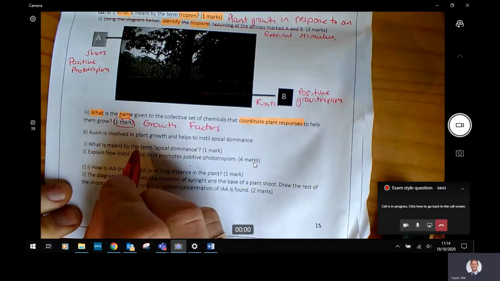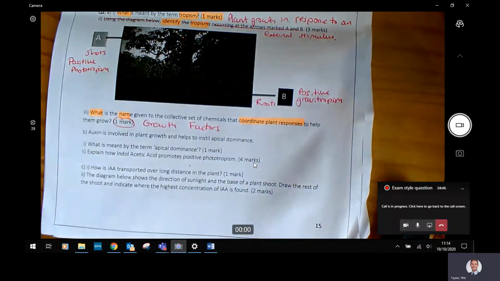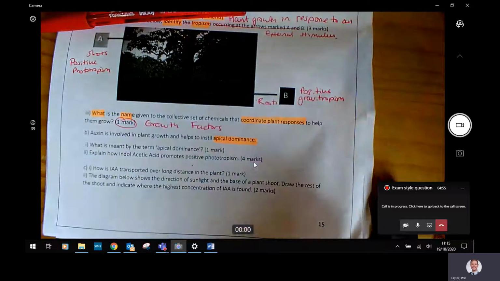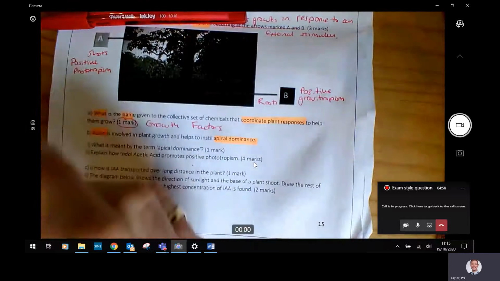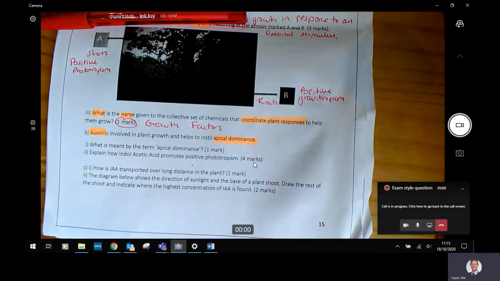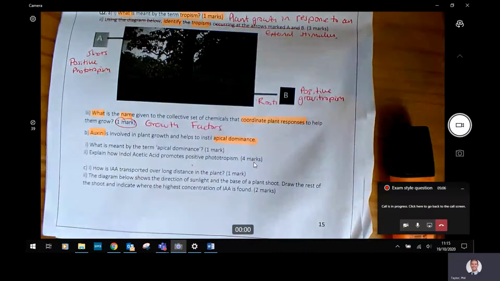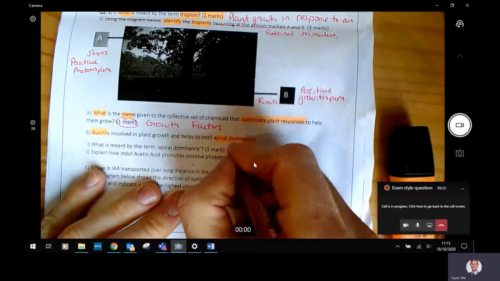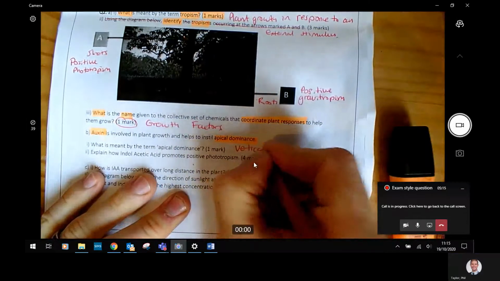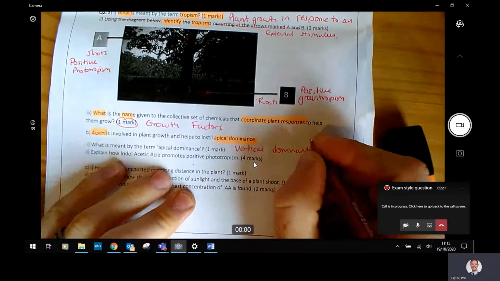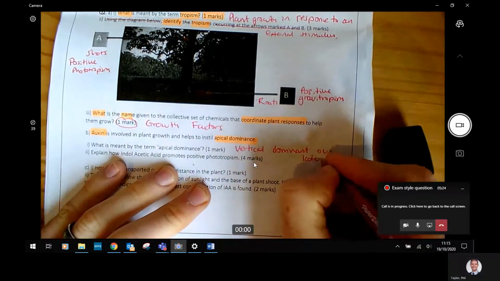Auxin is involved in plant growth and helps to instill apical dominance. Okay, auxin is one of these growth hormones, these growth factors. I'm going to highlight auxin. So we just say what is meant by the term apical dominance. That's the fact that growing up is dominant over growing sideways. Up is dominant over sideways, or vertical dominant over lateral.